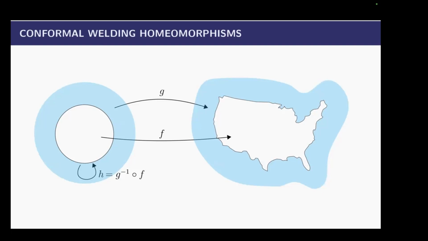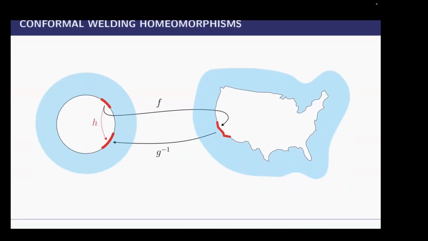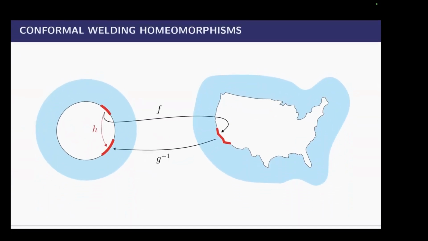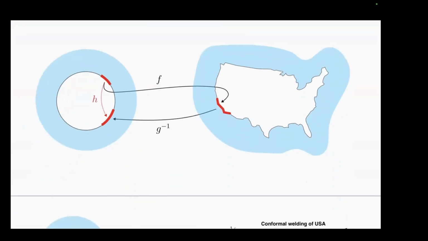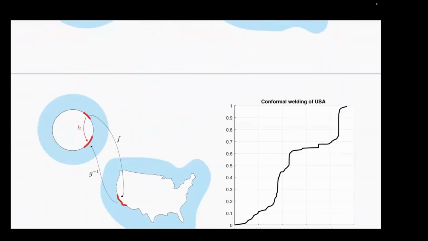And this homeomorphism is what we call conformal welding. Basically, this homeomorphism follows conformal maps in this way. If you have an arc here, you map it forward into the boundary of your Jordan domain, and then you go back by the inverse of your conformal map.